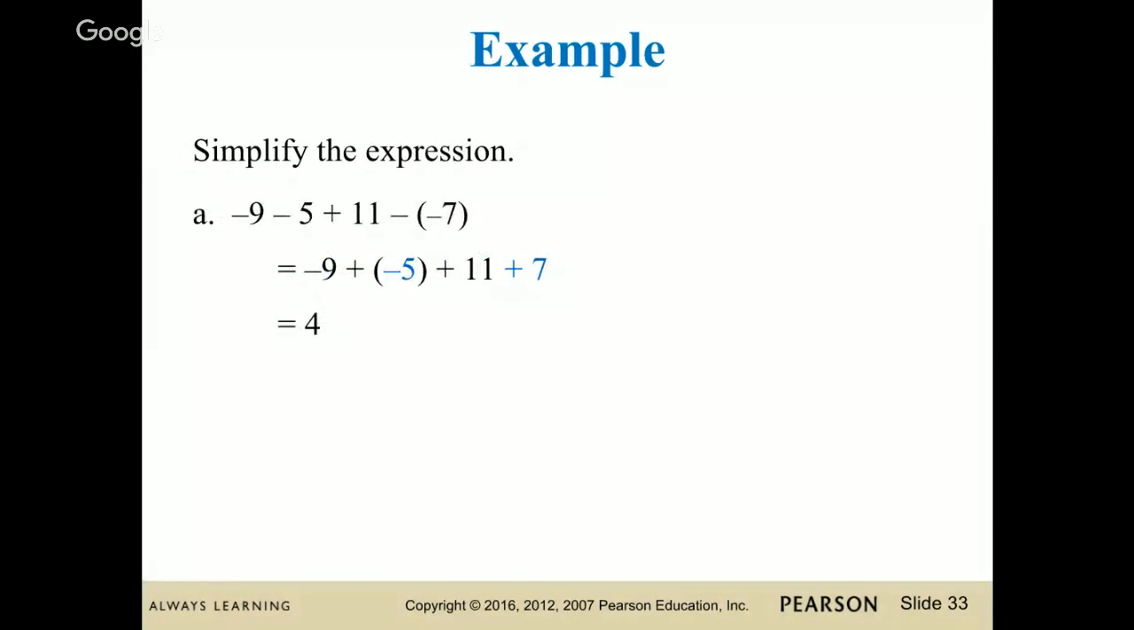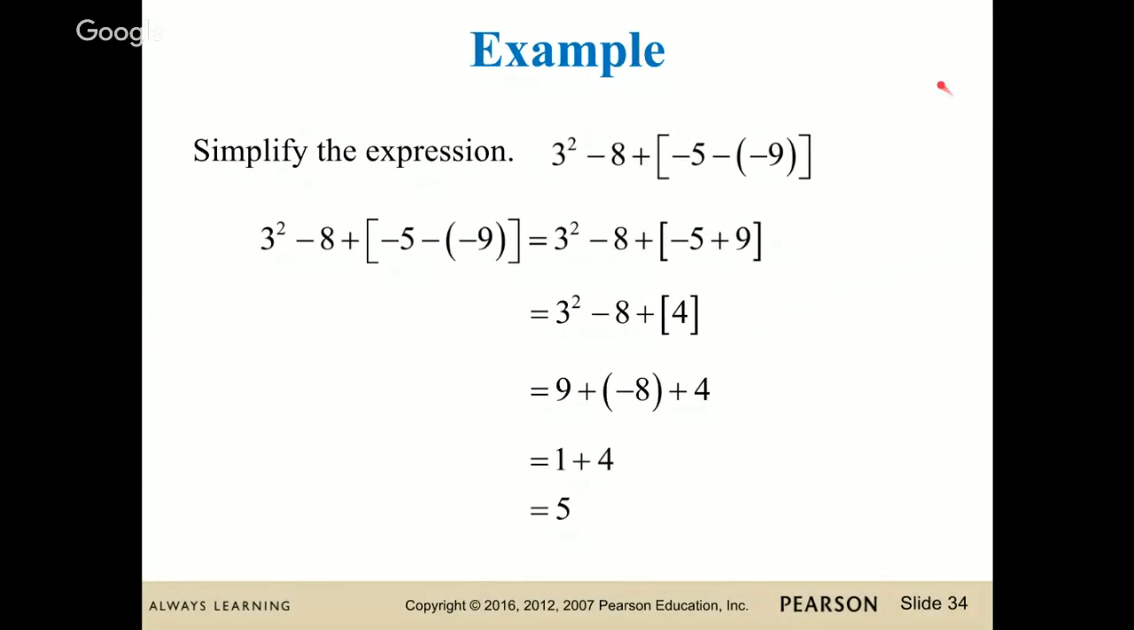All right. Negative 9 minus 5 plus 11 minus a negative 7. So you have negative 9 minus 5, which is going to be 4. It's going to be, sorry, it's not going to be 4. It's going to be a larger negative. So negative 9 minus 5 plus 11 plus 7, it totals out to 4.